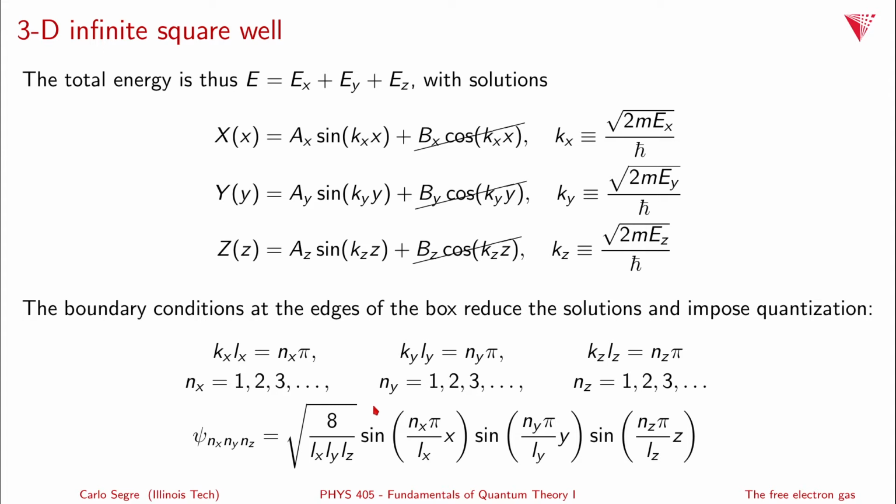The total wave function is therefore psi of nx, ny, and nz is equal to the square root of 8 over Lx times Ly times Lz, which is the volume of the box, times the sine of nx pi over Lx times x, times the sine of ny pi over Ly times y, times the sine of nz pi over L sub z times z.